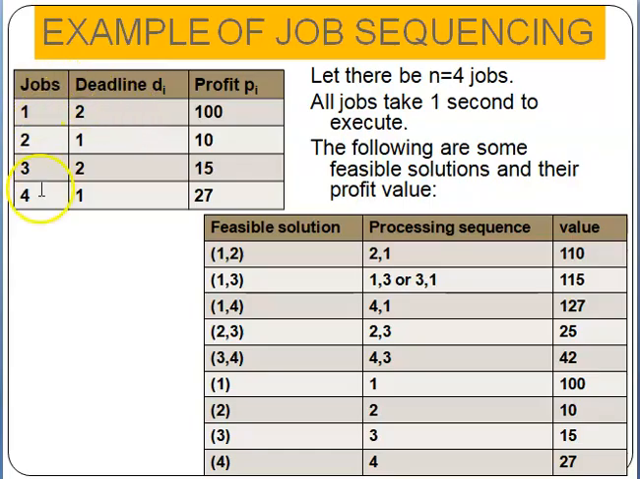So we have 4 jobs from 1 to 4 and each job takes 1 second to execute on the system. The deadlines are 2, 1, 2, 1. Job 1 has a deadline of 2 and a profit of 100. Job 2 has a deadline of 1 and a profit of 10. Job 3 has a deadline of 2 and a profit of 15, and job 4 has a deadline of 1 and a profit of 27.